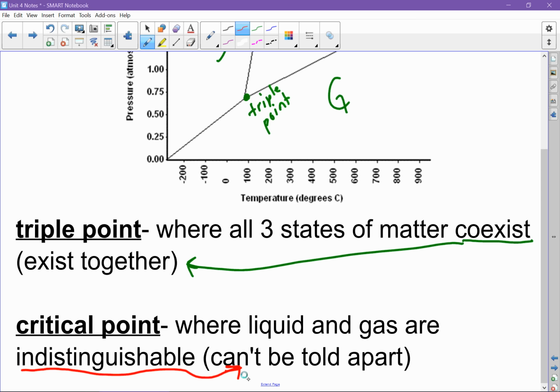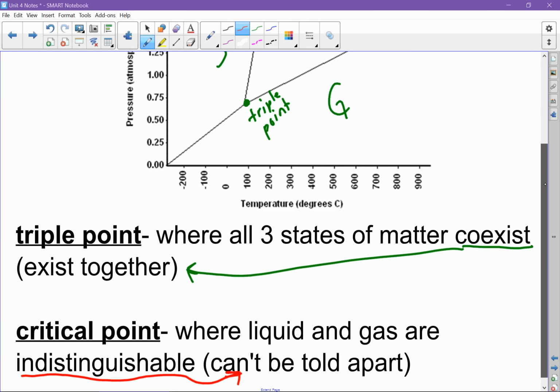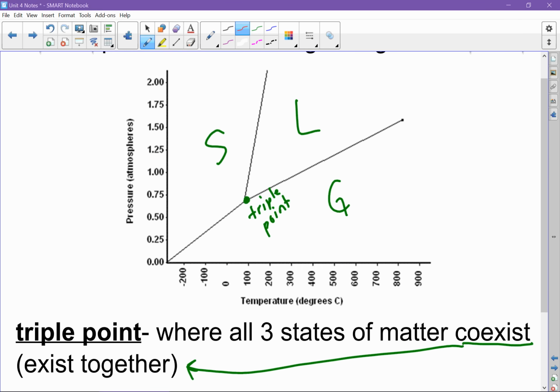So that would mean if I had liquid and I had gas, I wouldn't be able to tell what's what. They would all just kind of blend and look the same. That happens way out here at this point on the graph. So there is the critical point way out there.